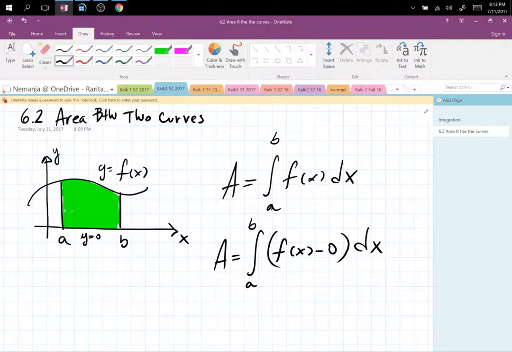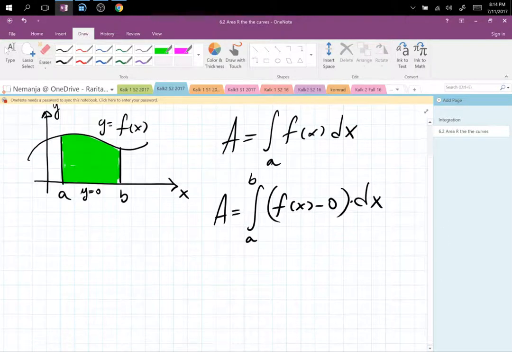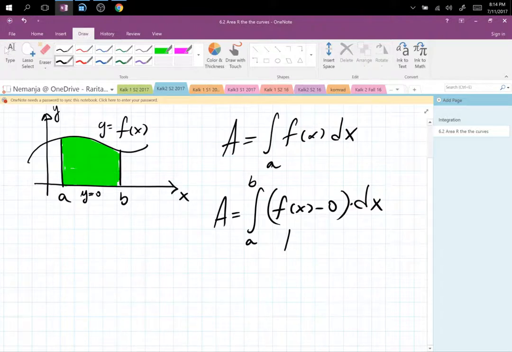And yes, before anyone asks, those parentheses are necessary there. Why? Because it's times dx. Very good. There is multiplication. It's the height times the width, right? So you already see that you can think of this as a function on the top, and the other one, the minus 0, as the function on the bottom.